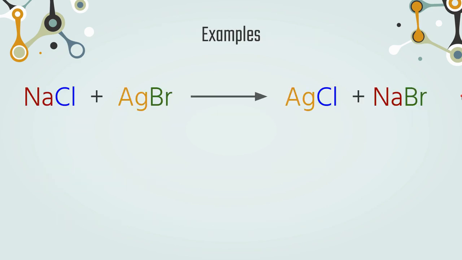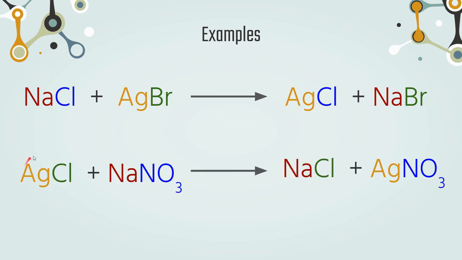2 more examples of these: sodium chloride and silver bromide, forming silver chloride and sodium bromide. The silver and the sodium switch partners. In our second reaction, silver chloride and sodium nitrate form sodium chloride and silver nitrate. Again, the sodium and the silver switched partners. We'll take a look at a quick balancing problem for these types of reactions.